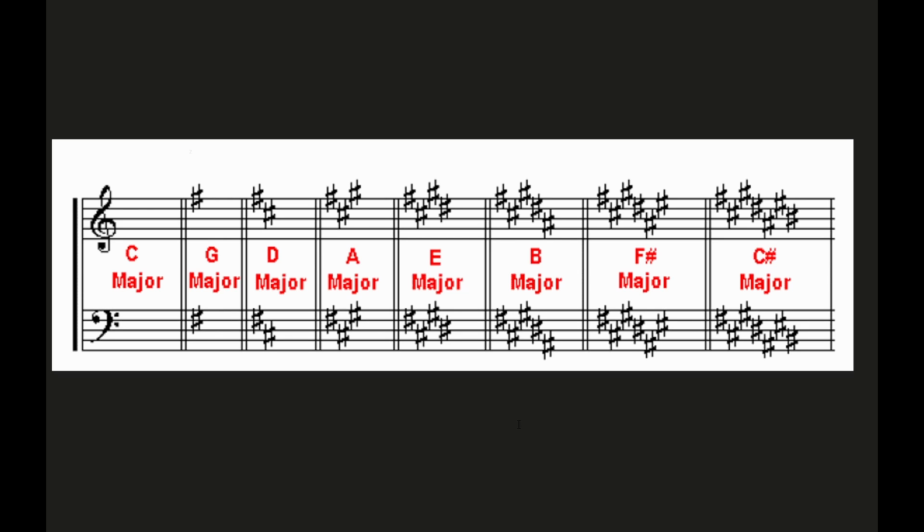Now, for G major, we can see that there's F sharp right here. And for D major, we can see F sharp and C sharp. And for A major, we see F sharp, C sharp, and G sharp.